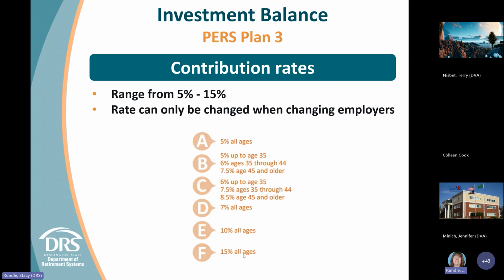So when you joined Plan 3, that's when you chose your contribution rate. If you change employers, you will have 90 days to select either the same or a new rate with your new employer. If you don't select a rate, then you'll default to a 5% contribution rate.